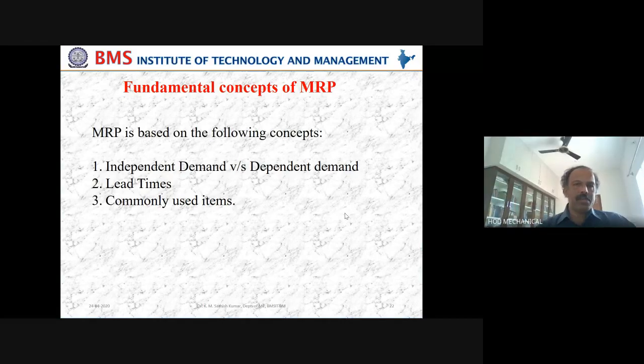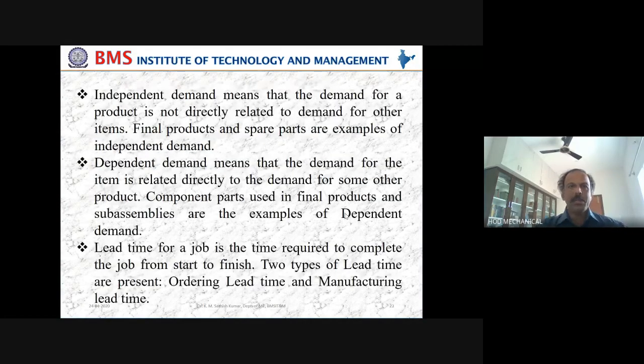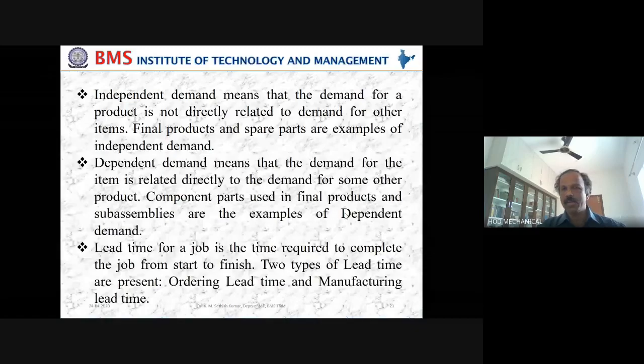So MRP is based on the following concepts. First is independent demand versus dependent demand, then lead times, then commonly used items. In order to plan for MRP, you need to understand these three fundamental concepts. One by one, we'll try to understand. So, what do independent demand and dependent demand mean?